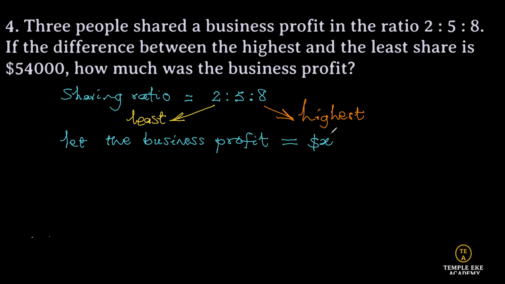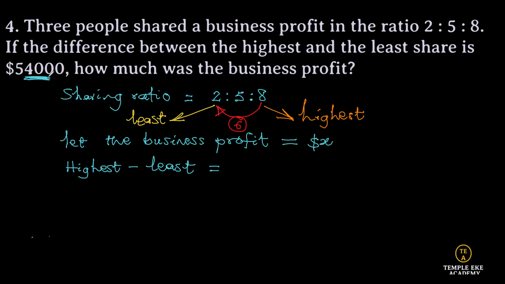Now, the difference between the highest and the least share, let's go for it. The difference is $54,000, and therefore, highest minus least share is actually 54,000. Highest minus least share is given by the difference in the ratios. So we have it right there: 8 minus 2 gives us 6. And now we're going to rely on that.